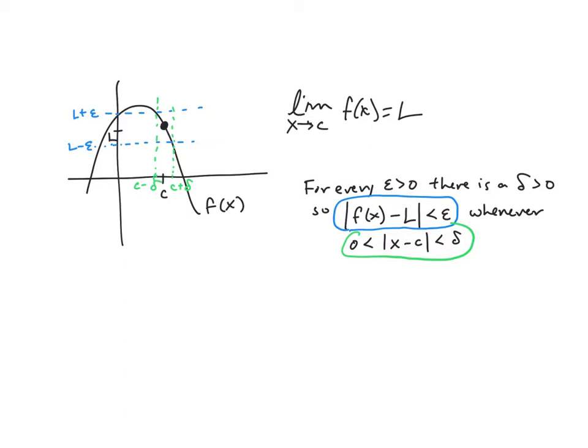Now I want to think about how to actually find these limits. And so I'm going to go to a new page, continue talking here. So on this new page, I've got this problem. I want to prove that the limit as x approaches 3 of 2x minus 1 is equal to 5. So that's what I'd like to prove.